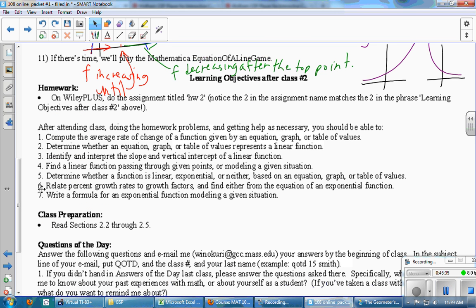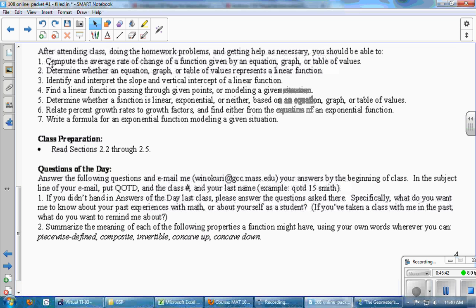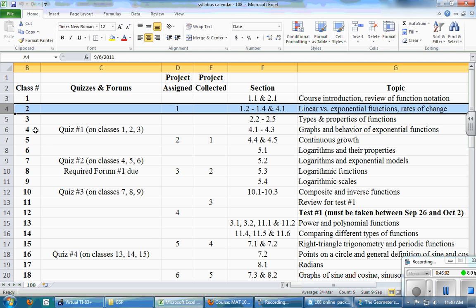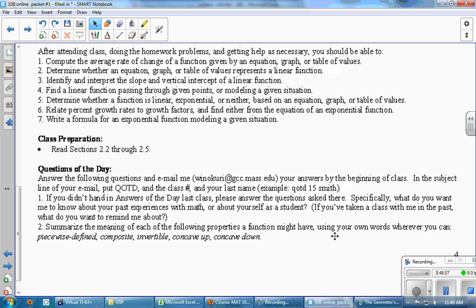You've got this list of things that I'd like you to be able to do. Read through them, check off the ones that you can do, and work on the ones that you are having trouble with. Your class preparation is to read these sections. That's reading ahead. You might need to read the sections that we covered today again, but this is the reading ahead. You're going to answer these questions of the day. You're going to email me your answers by the beginning of class. That's next class. That's whatever date you have next to this class right here. That's when the questions of the day are due.